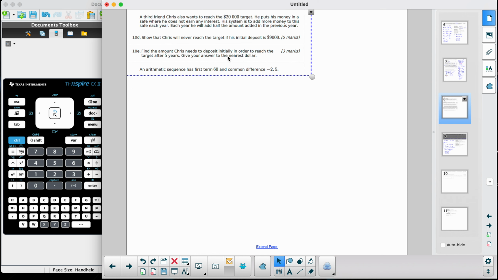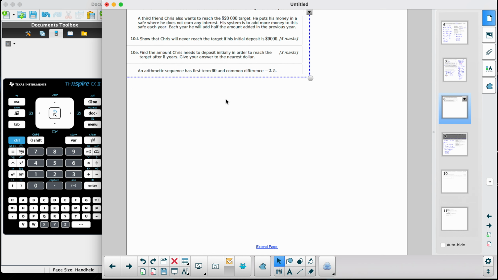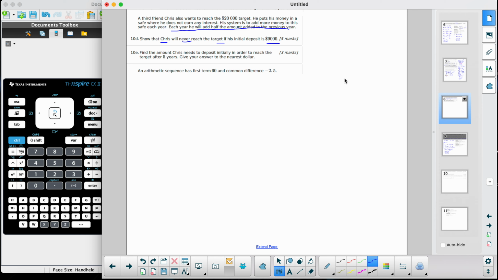Okay. So a third friend, Chris, also wants to reach 20,000. He puts his money in a safe where he does not earn any interest. His system is to add more money to the safe every year. Each year he will add half the amount of money added in the previous year. Show that Chris will never reach the target if his initial deposit is 9,000.